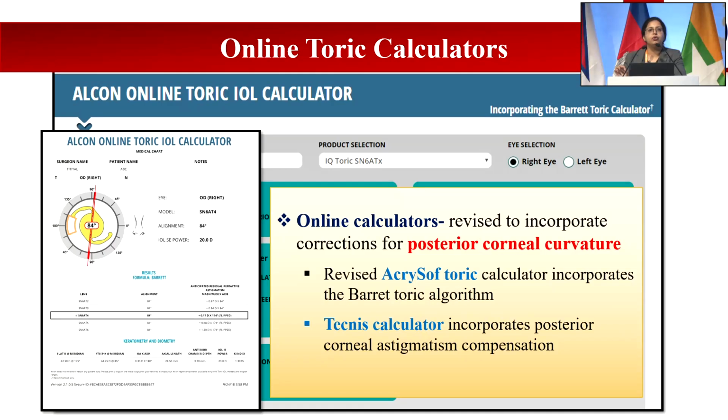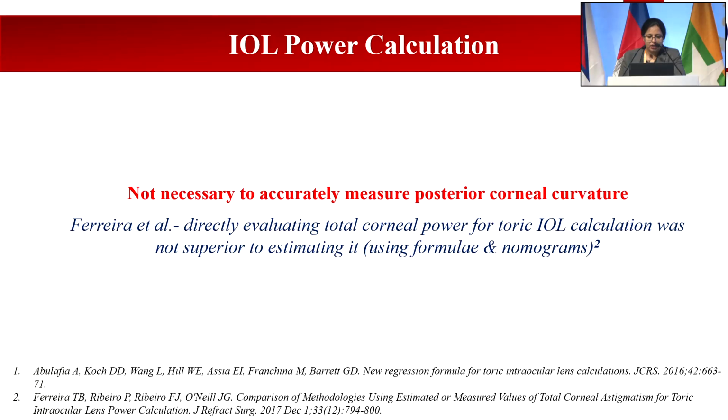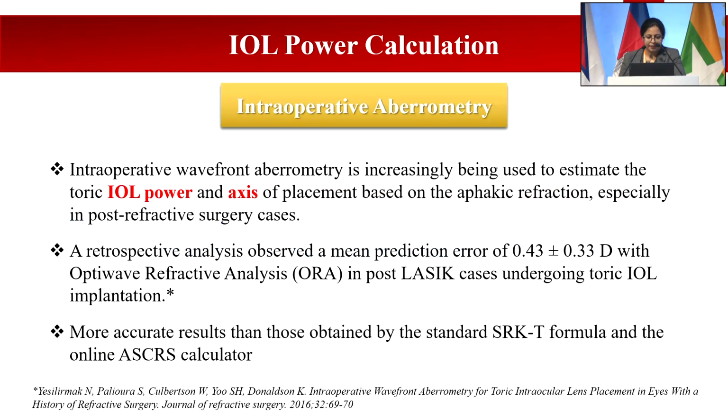You do have to take into account the posterior corneal astigmatism if you are doing premium IOL practice. It's not necessary to accurately measure using the high-end devices. Pereira et al. observed that directly evaluating the total corneal power is not superior to estimating it using formula and nomograms. You just don't have to forget about it. You have to take it into account. Whichever method you use, eventually you will fine tune it to your practice.